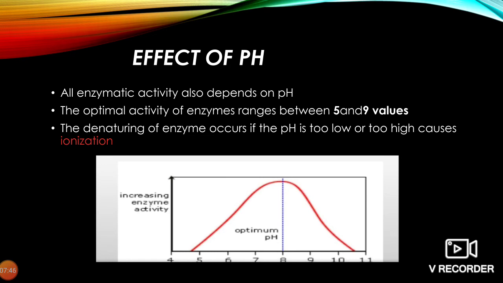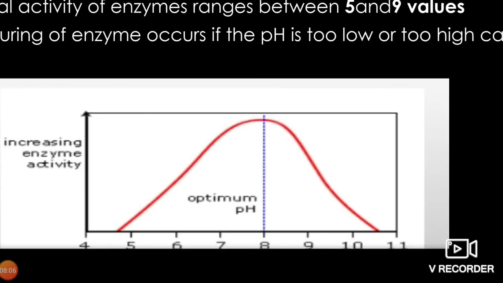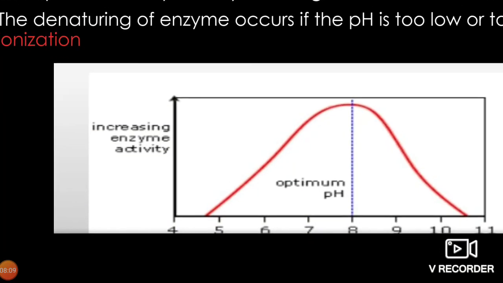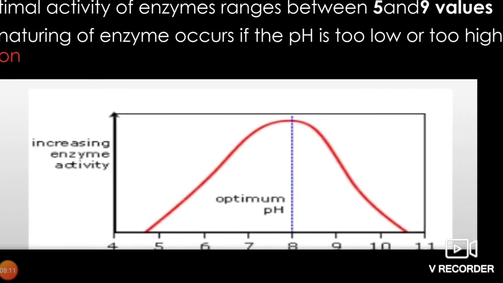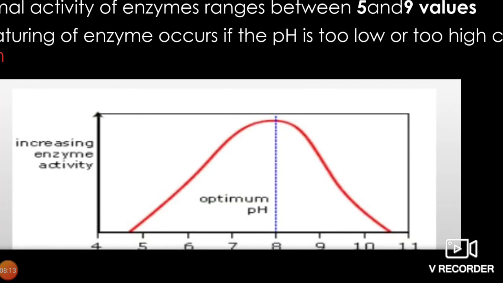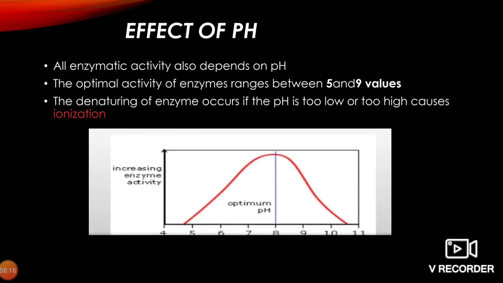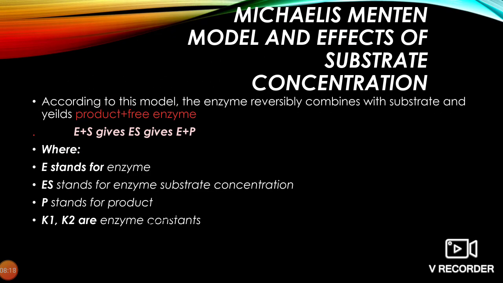Now let's start with the effect of pH. All enzymatic activity also depends on pH. The optimal activity of enzymes ranges between pH values of 5 and 9. The denaturing of enzymes occurs if the pH is too low or too high, which causes ionization. For example, in the given image, enzymatic activity increases when the pH is between 5 and 9, while when it is too low or too high it causes ionization.